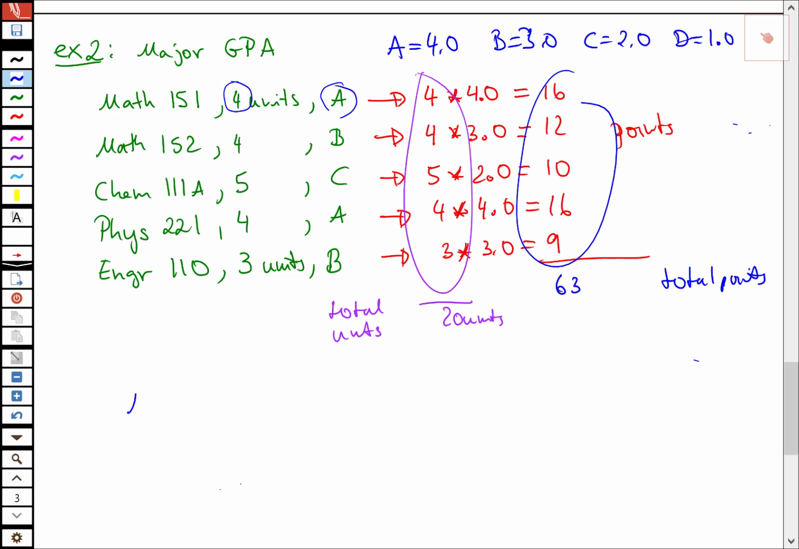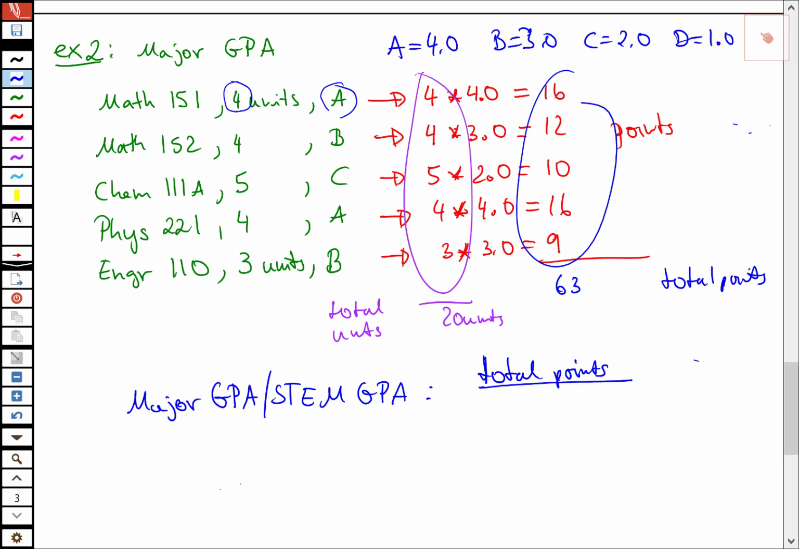So for your major GPA, or in this case, this may be your STEM GPA, what you're going to do is the number of total points divided by total units. So in this case, 63 divided by 20, and that comes out to 3.15. And that would be your major GPA. And you can do that with as many classes as you have in your major.